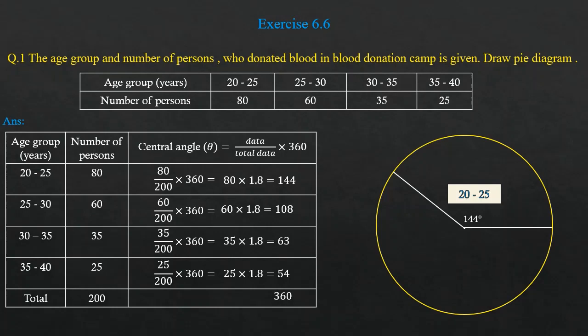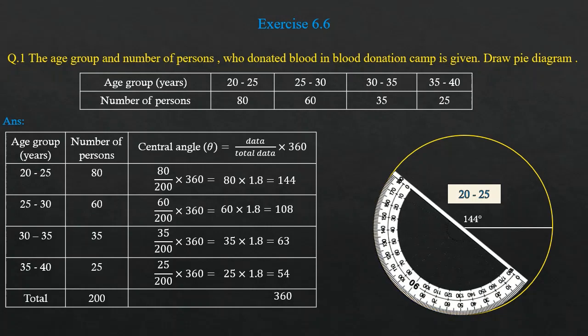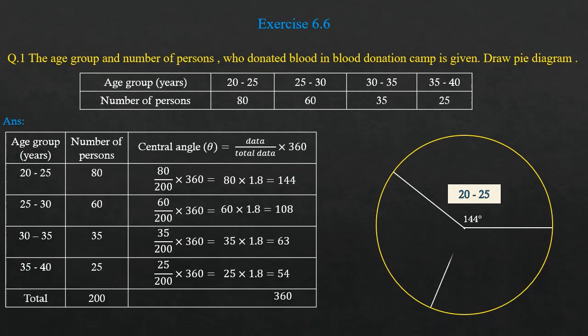Now again place the protractor, but now the position of the protractor will change and the new position is like this. You place the protractor and you find 108 degree. After finding 108, join with the center. This gives you 108 degree, and that is for group 25 to 30. Write down the central angle 108.